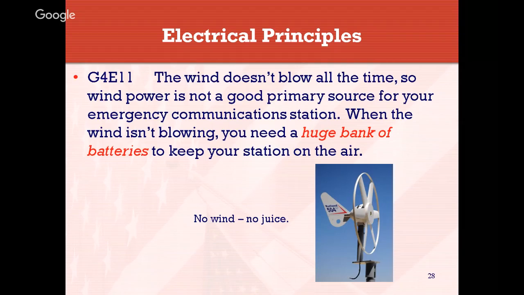Okay, the wind doesn't blow all the time, and we know that. I see these windmills across the way from where I live, and there are times when those windmills don't turn at all, and they might not turn for days. Wind power is not necessarily a good primary source for your emergency communication station. Solar may be the same way. I've got several solar lights around my place, and they don't always charge. If we get days of really cloudy, overcast weather, the batteries in those solar lights are not going to charge up properly. The one light that's out by my back door never worked the whole winter. Now that we're getting some sunshine, it's working fine. So when the wind isn't blowing, you need a huge bank of batteries to keep your station on the air. Same thing with solar power.